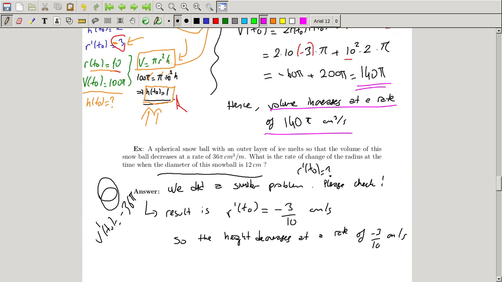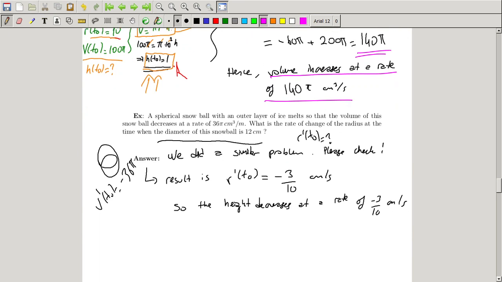This is also a similar question to one we did, the spherical snow question. You can read it and solve it. The answer is given: minus 3π over 10. We already did a similar question, that's why I omit that question again.